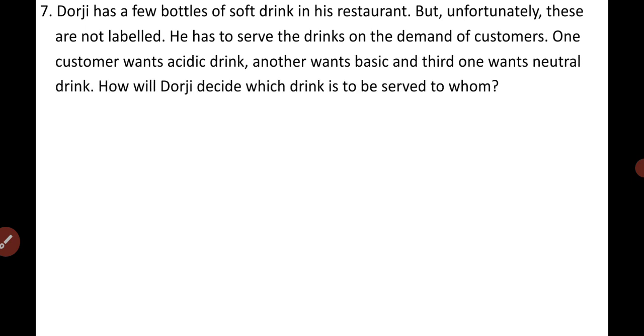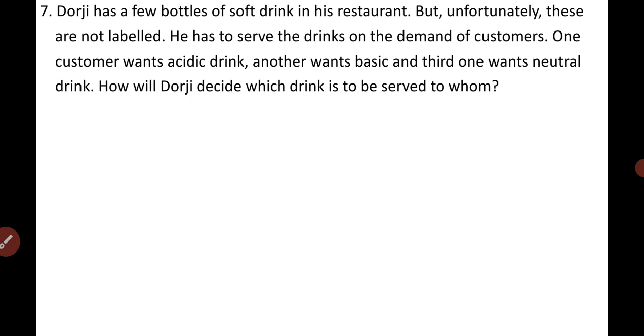What is given here? Dorji has a few bottles of soft drinks in his restaurant, but unfortunately these are not labeled. That means the bottles of the soft drinks are not labeled. He has to serve the drinks on the demand of customers. One customer wants an acidic drink, another wants basic, and the third one wants a neutral drink.